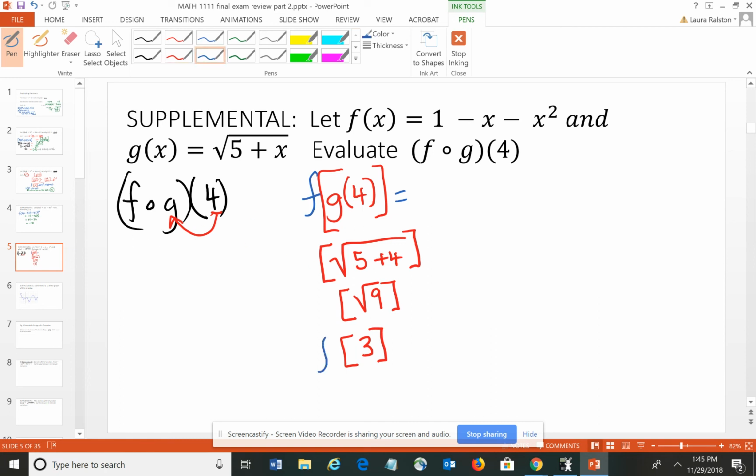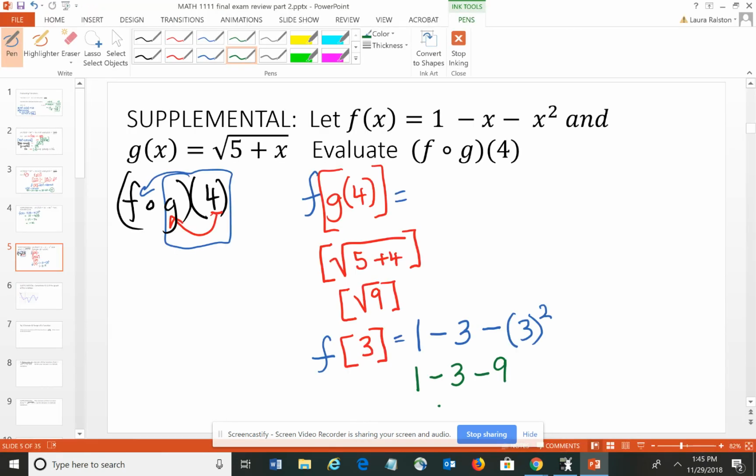So then I'm going to take the value of 3 and substitute it into function f wherever there is an x. So I would have 1 minus 3 minus 3 squared. Okay, do the math. And again, you can use a calculator. You have 1 minus 3 minus 9. 1 minus 3 is negative 2, minus 9, and negative 2 minus 9 is negative 11.